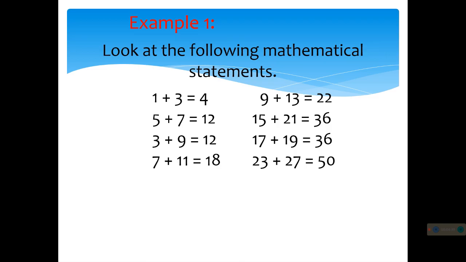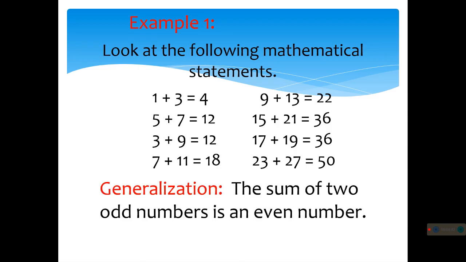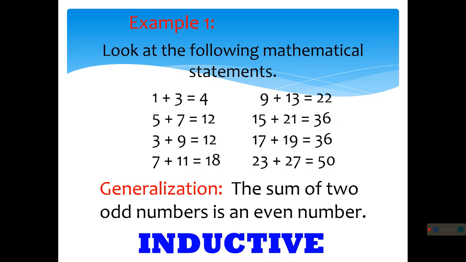After having these mathematical statements, we can have our generalization that the sum of 2 odd numbers is an even number. So based on the given examples and our generalization, what do you think is the kind of reasoning we have here? Is it inductive or deductive reasoning? The correct answer here is, you got it right, this is inductive.